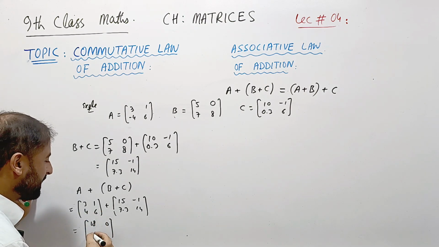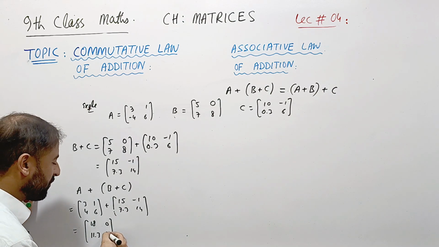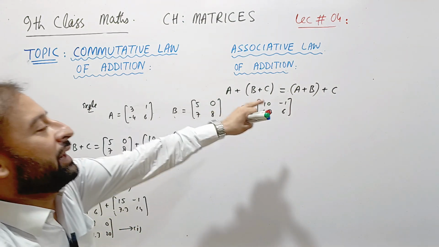4 plus 7.3, 11.3. 6 plus 14, 20. This is your left hand side. Now, right hand side.